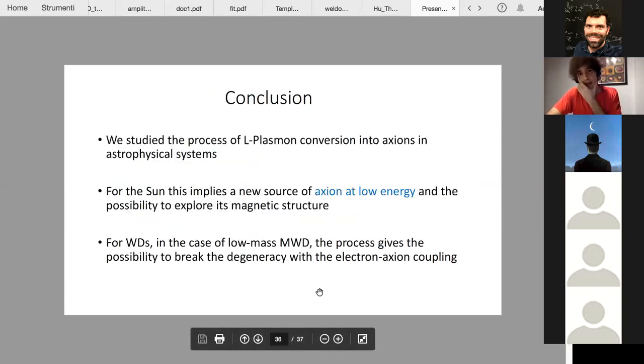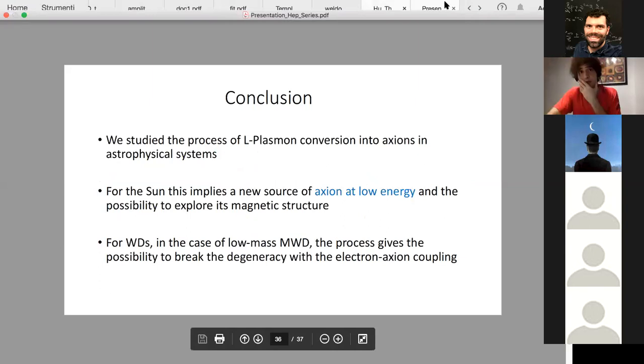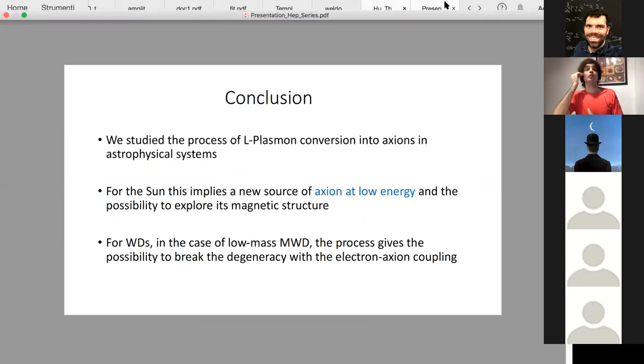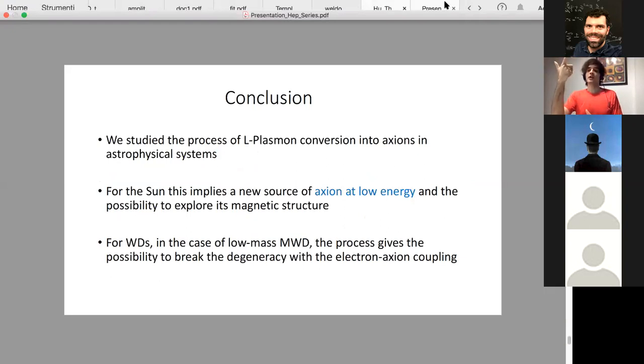And this brings me to my conclusion, and then I will be very happy to take other questions. In summing up, we studied the conversion of longitudinal plasmon into axion in the Sun and in white dwarfs. We found that this gives a very nice peak of axion flux from the Sun that you would not expect if you just consider Primakoff and Bremsstrahlung. And now we are seeing what IAXO can do for that, and it's quite exciting.